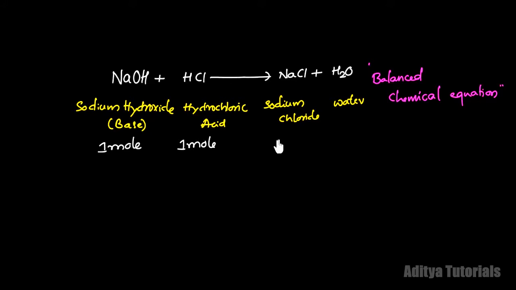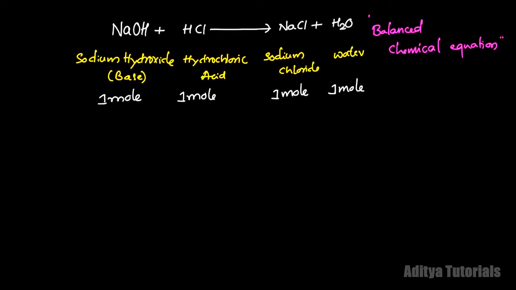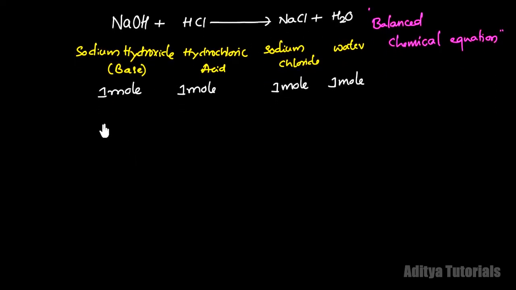hydrochloric acid, producing 1 mole of NaCl plus 1 mole of water. I will change this reaction in a different way. Just keep an eye on this reaction. I will take here 2 molecules of sodium hydroxide, that is NaOH, but only 1 molecule of HCl, and it produces the same products, NaCl plus H2O.